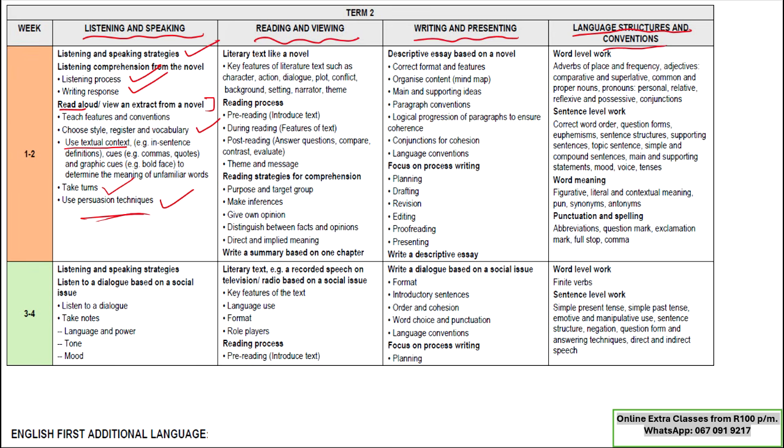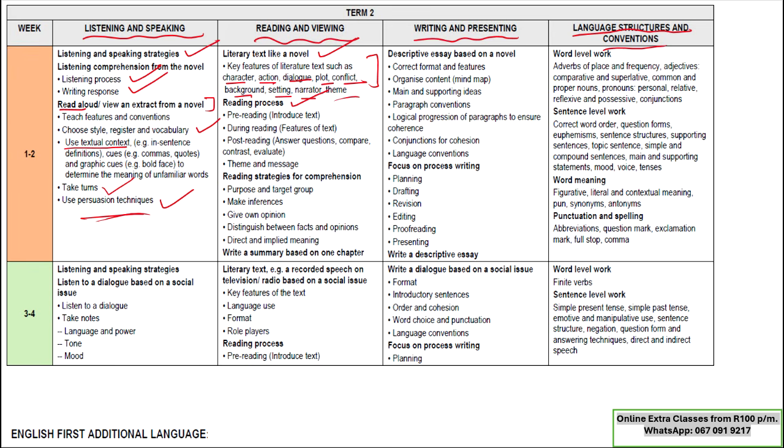So here we can see that we have literary text like a novel, right? And here we need to understand things such as the key features of literary text, such as character, action, dialogue, plot, and conflict, right? And we also have background setting, narrator, and theme, okay? And then we also have different reading processes.